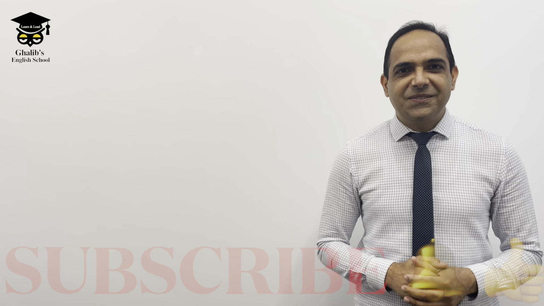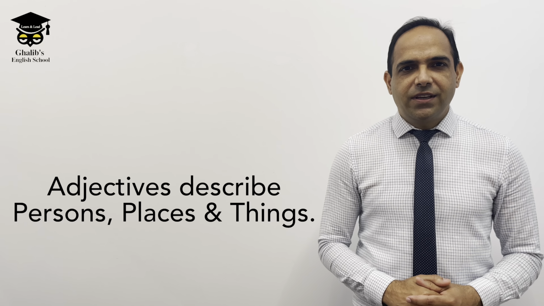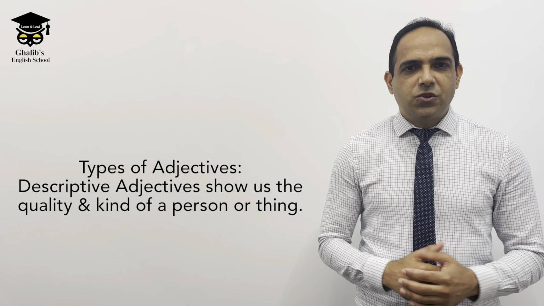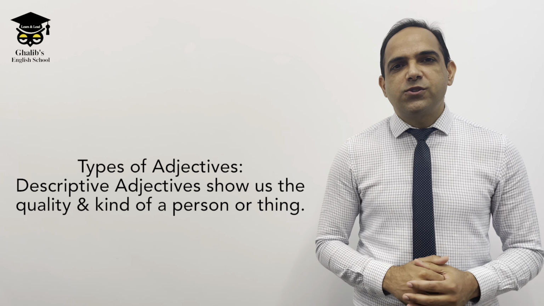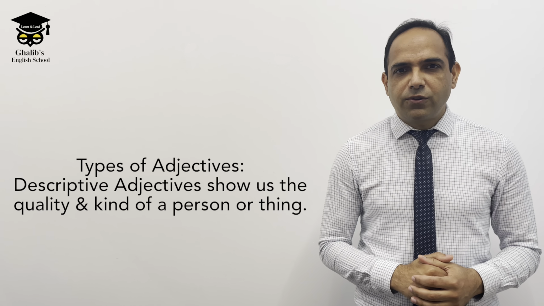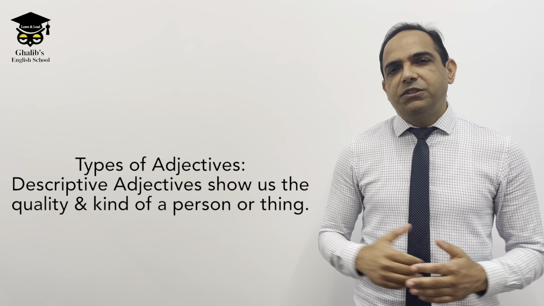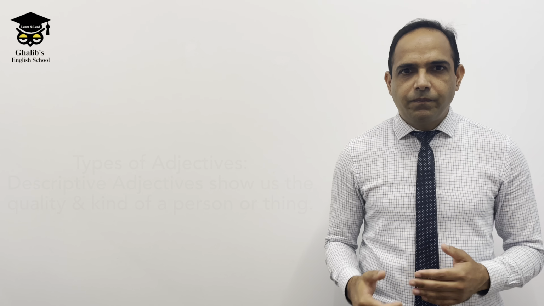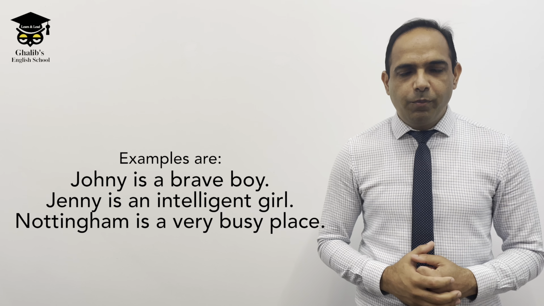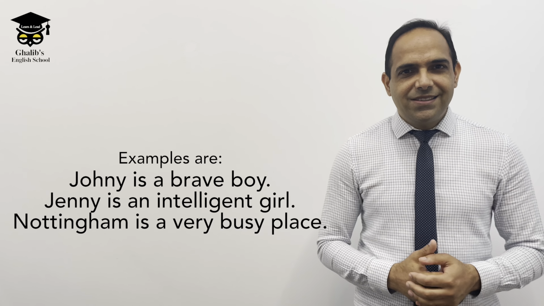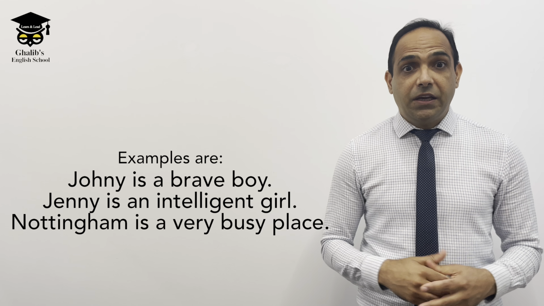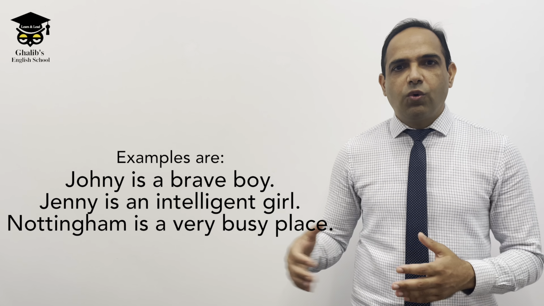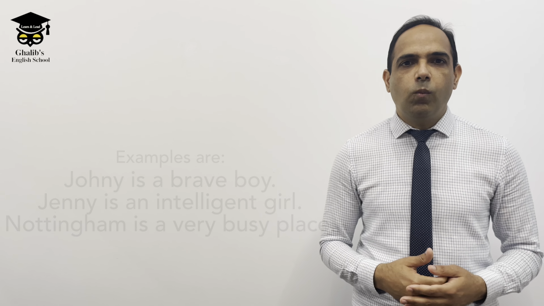And let's get started. What are adjectives? Adjectives are describing words that describe persons, places, and things. So there are different types of adjectives. The first one is descriptive adjectives, or we can also call it qualitative adjectives. Descriptive adjectives show us the quality of someone or something. For example, Johnny is a brave boy. Jenny is an intelligent girl. Nottingham is a very busy place. So these are your adjectives which tell you about the quality of someone, something, or somewhere.